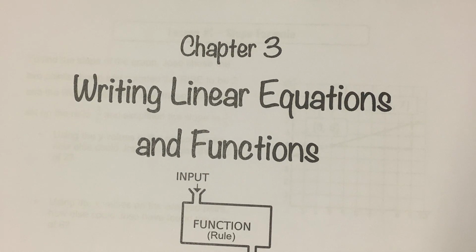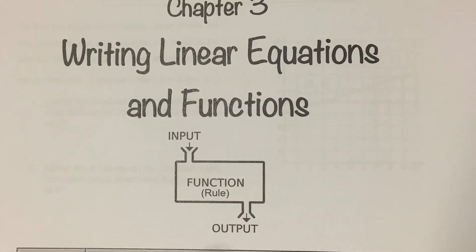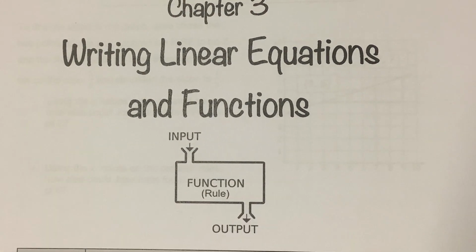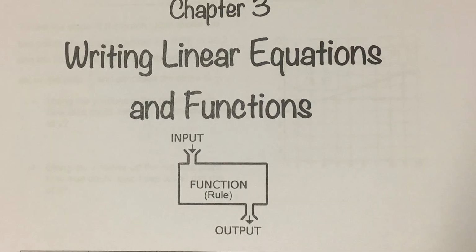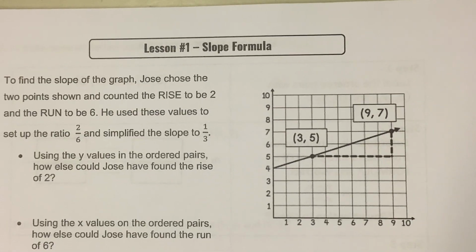Bono. We are on Book 2, Chapter 3, Writing Linear Equations and Functions. Functions are basically equations at this point in your life, but they get more interesting later. And they have an input, a rule, and an output. We will talk about that more in a bit. First, we're going to do Lesson 1, the slope formula.